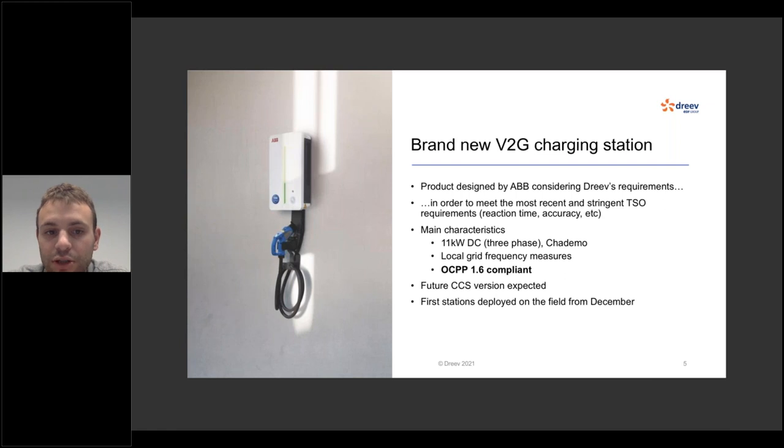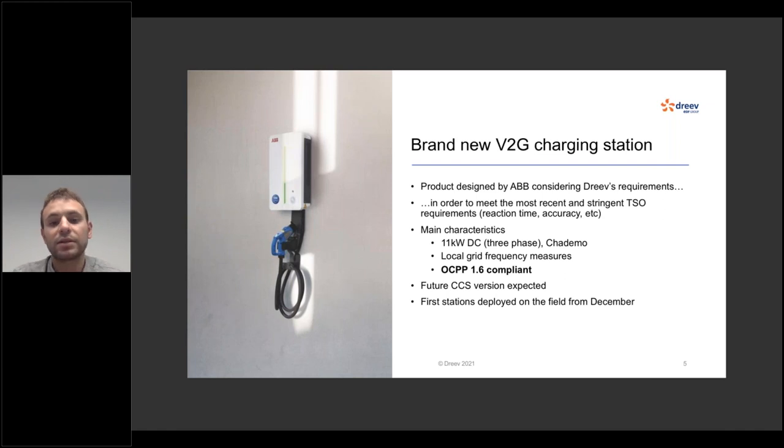So just in a nutshell, this is the charging station that we're using for our new commercial offer. It's an industrial V2G charging station, which was designed by ABB, considering Dreev and, more largely speaking, group EDF requirements in order to include from the beginning the most recent and stringent requirements from the energy market perspective, and in particular from the TSO perspective, in terms of reaction time, accuracy, and so on, to be sure that we would be able to provide the relevant V2X use cases with this charging station.